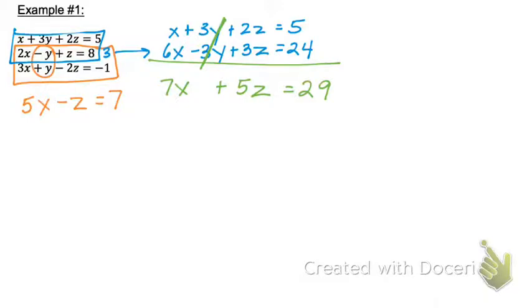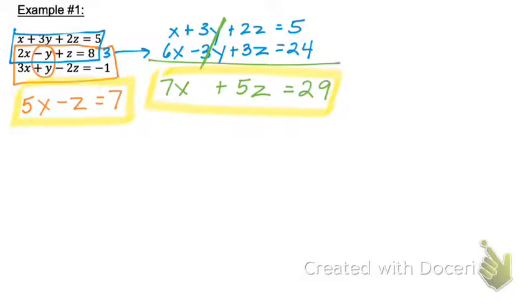From here, I now have this equation and this equation. And it looks just like what we did earlier, where I only have 2 variables. I can now solve by elimination or substitution, either for x or for z. So I want you to try doing that, and I want you to get a number for both x and z.